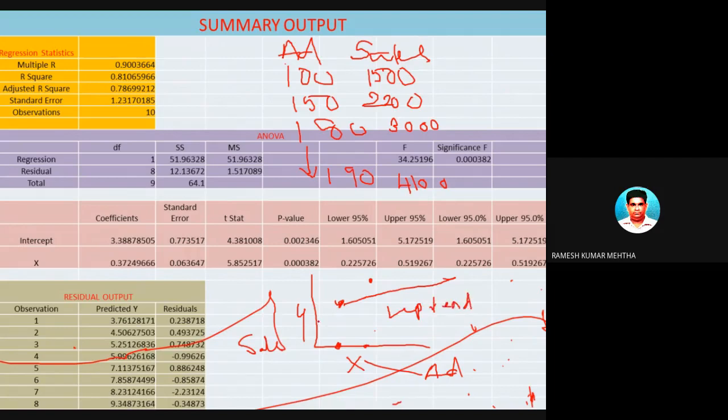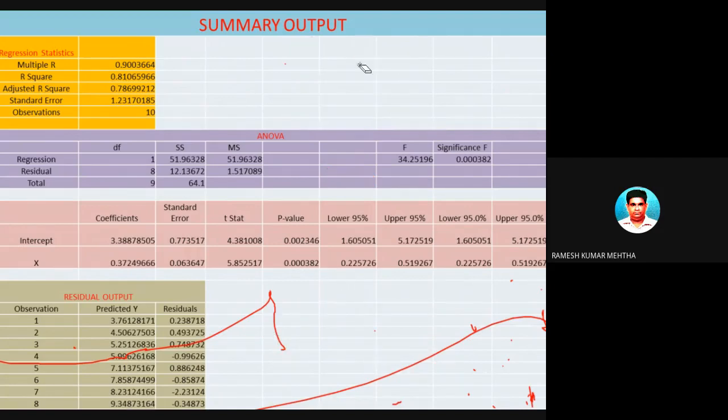It is increasing. When advertisement is increasing, sales is also increasing. Now we can have a regression equation for this particular model. On this particular data, I can run regression and find out an equation. So what if I use an equation?